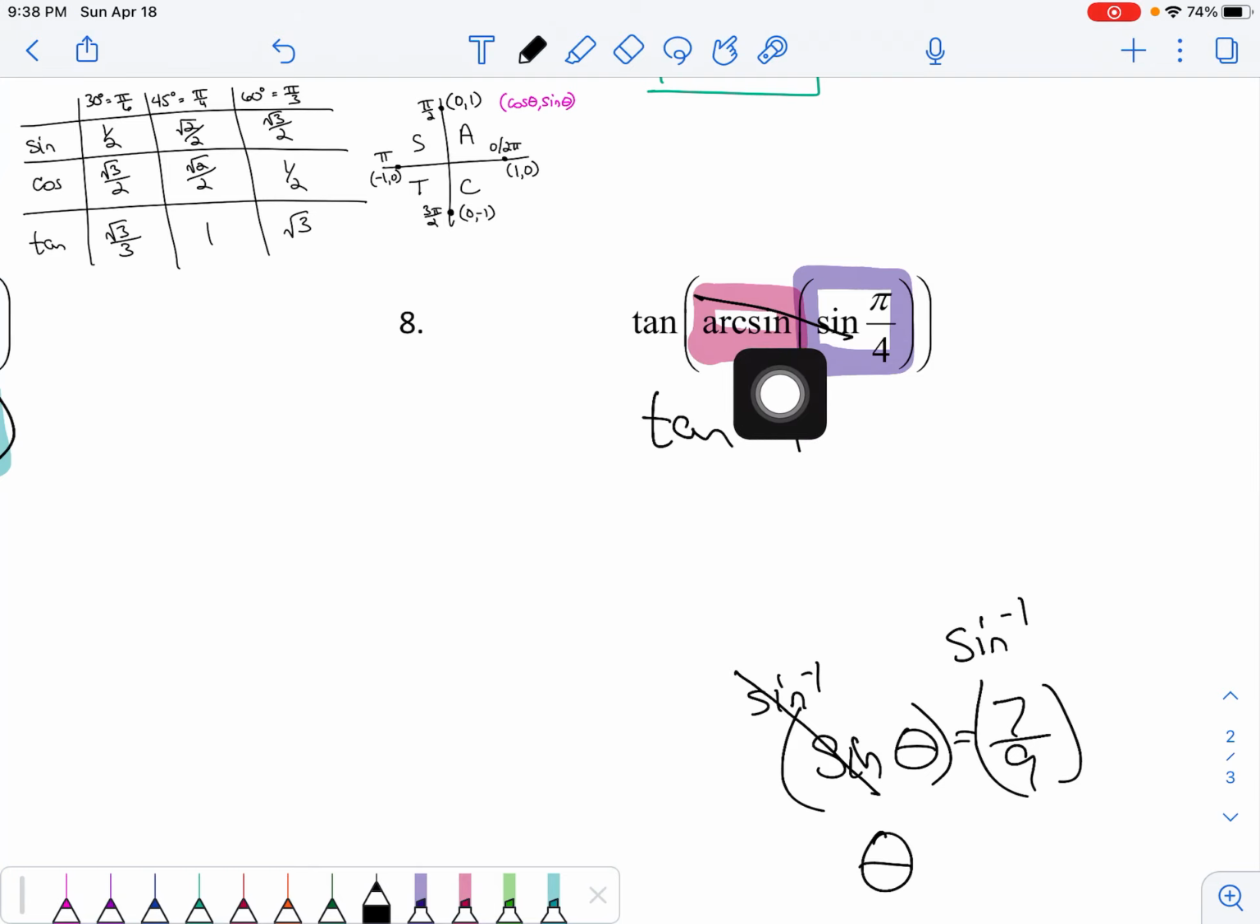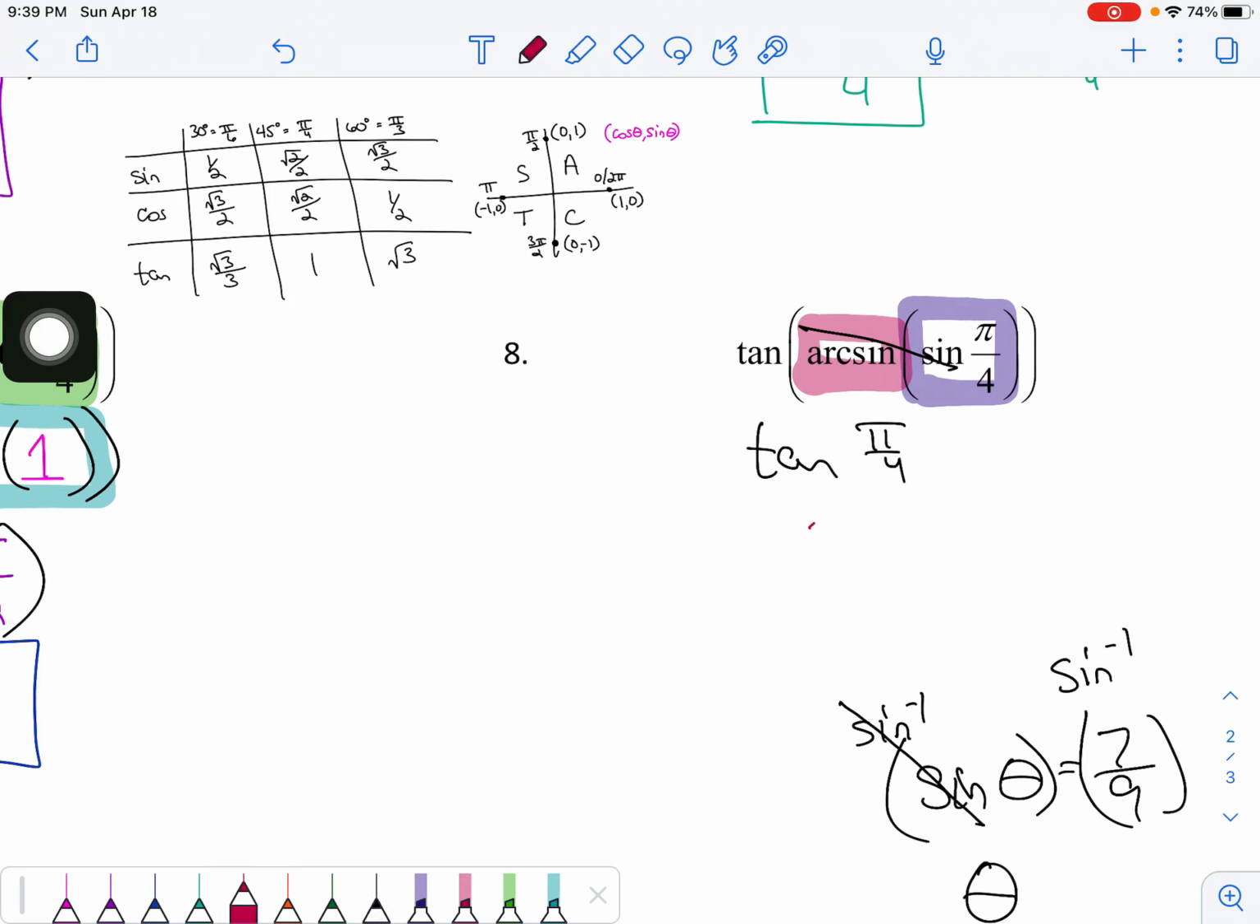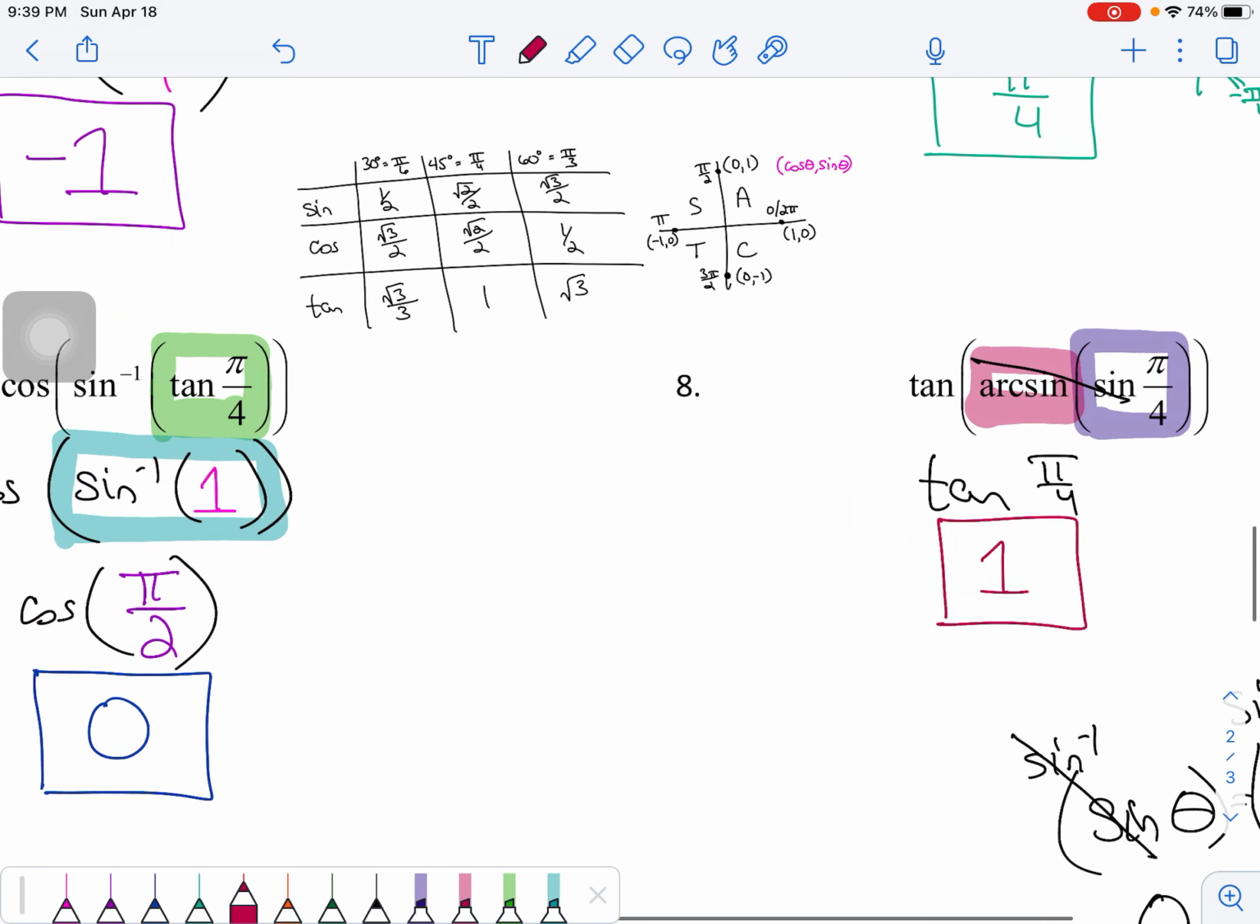So now, having simplified those first two, I want to look and see, well, what's the tangent of pi over 4? And the answer is 1. All right, so this whole thing just turns into 1.